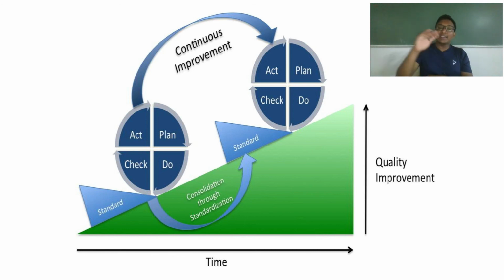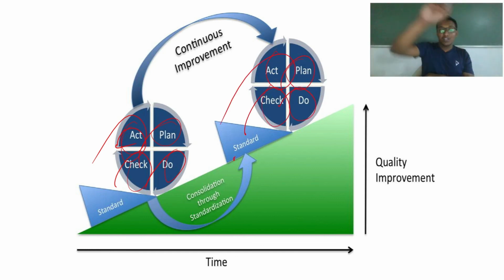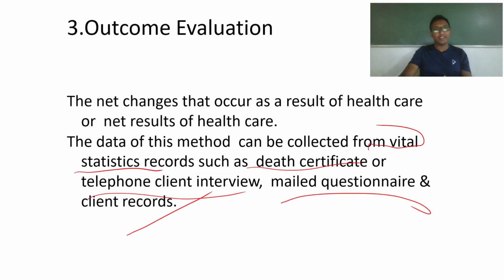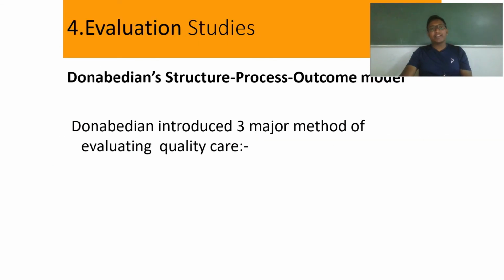So we are maintaining the standard over time, evaluating ourselves and improving the quality of care that is being provided. You can see here, we have to plan, do, check and act again. Whether or not the standard has improved, we are again planning, doing, checking and acting. So it is a continuous process, and through time it improves and improves. So these are some of the models: the PDCA model, the ANA quality assurance model, the system model, and the Donabedian structure, process, outcome model. With this I would like to end this session here.